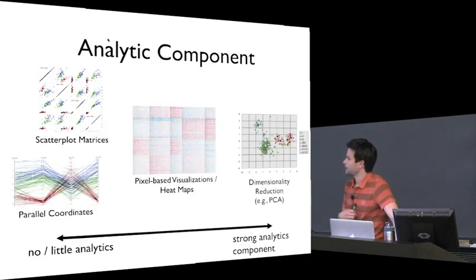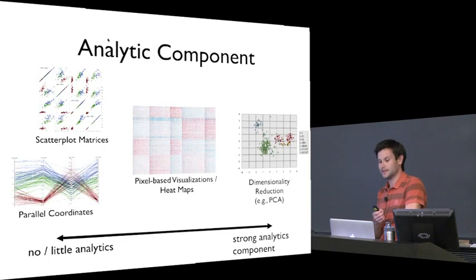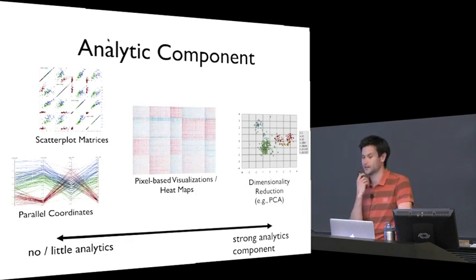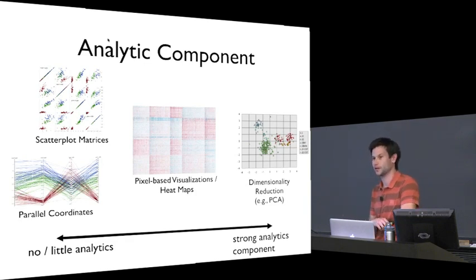Okay, so I'm going to introduce these different techniques that we have in visualization. I will start with parallel coordinates and scatterplot matrices. These are really powerful techniques that don't need much analytics. You could, of course, use simple analytics to optimize, for instance, the order of the columns here or the order of the plots in the scatterplot matrix. Then we will discuss heat maps.